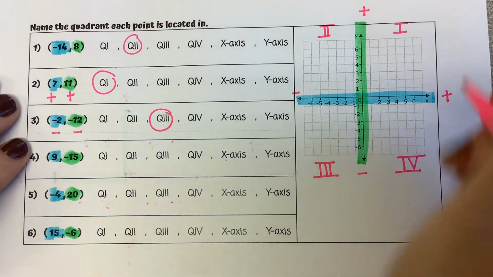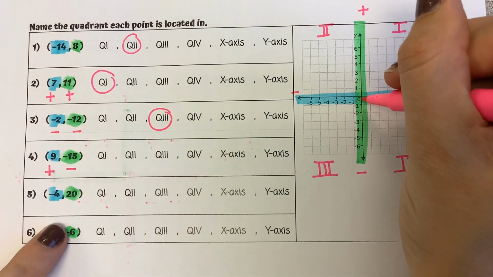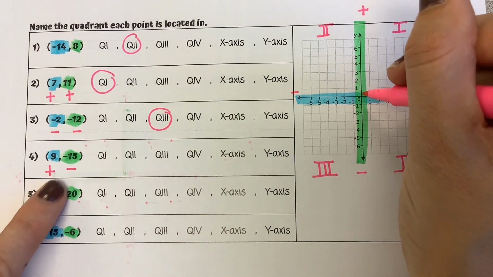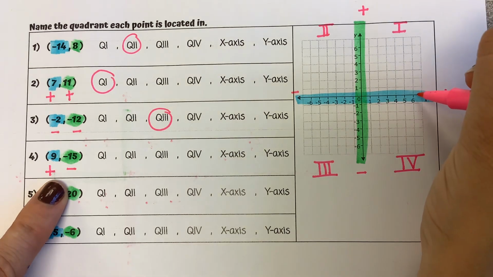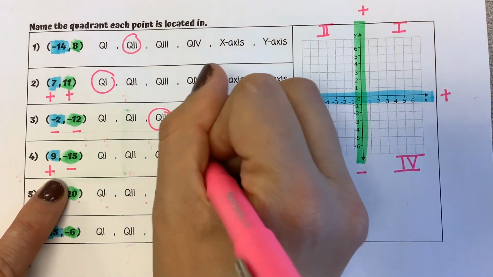Number 4, we have a positive for x, a negative for y. So starting at the origin, positive for x means we're going to the right. Negative for y means we're going down. That lands me in quadrant 4.